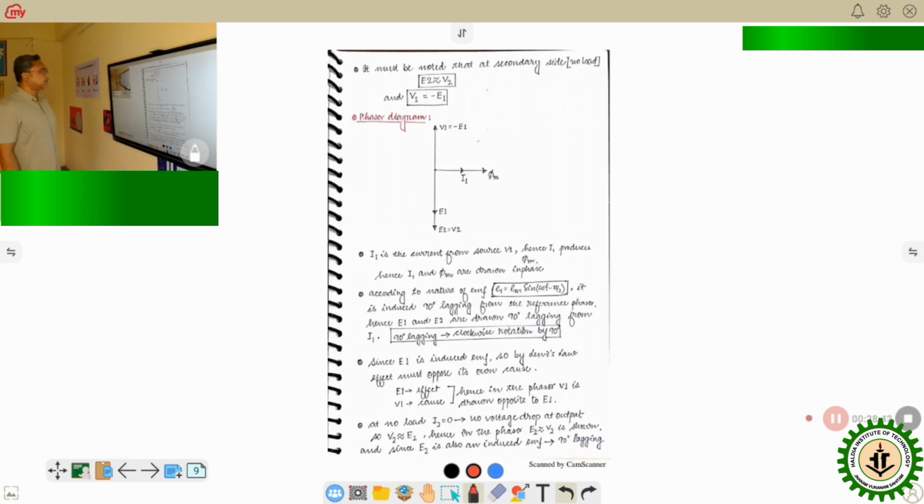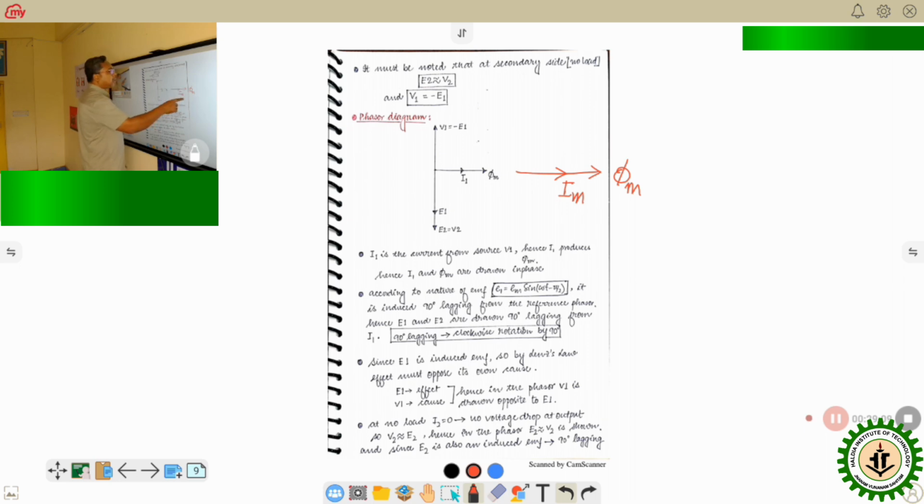So, how to draw the phasor diagram? Now, phasor diagram is always drawn by taking a reference. Here I have taken Im and phi m as the reference. So here I have marked phi m and Im. Im is the magnetizing current component. Phi m is generated from Im. So this is taken as reference.